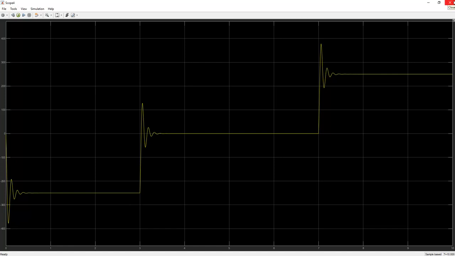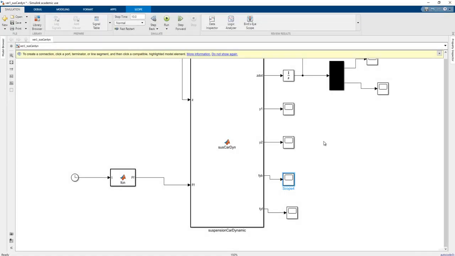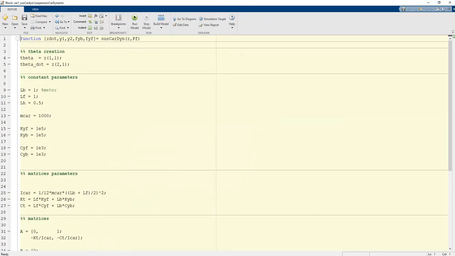This is important to system dynamics. The important point is that from the time response characteristics we can deduce how to design the suspension model or the car dynamics, okay? And so what about the second condition?